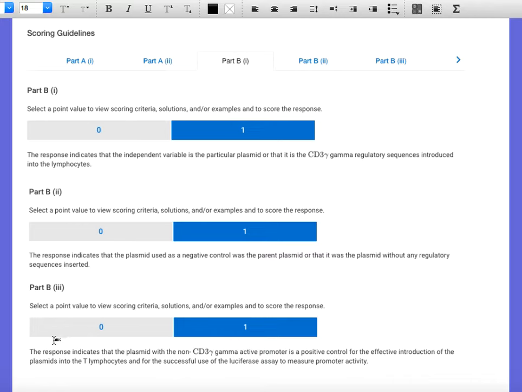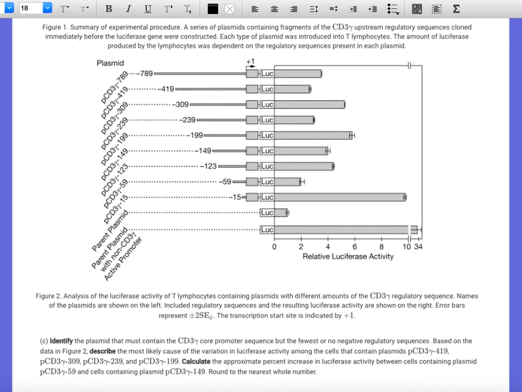And then for this one, the response indicates that the plasmid with the non-CD3 gamma active promoter, the positive control, shows effective introduction of the plasmids into the T lymphocytes, and the successful use of the luciferase assay to measure promoter activity. So basically it's just to make sure that the plasmids are getting in and that the experiment is working as it should, meaning that the more that is produced, the more bioluminescence you get, the more luciferase activity you have. Okay, so let's look at the third and fourth parts.